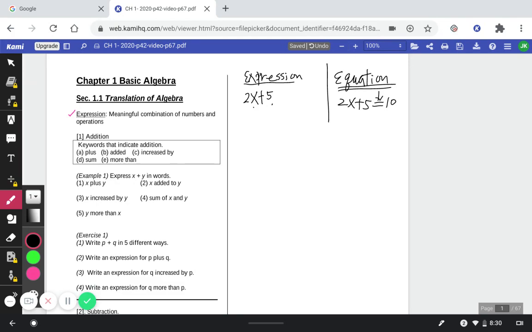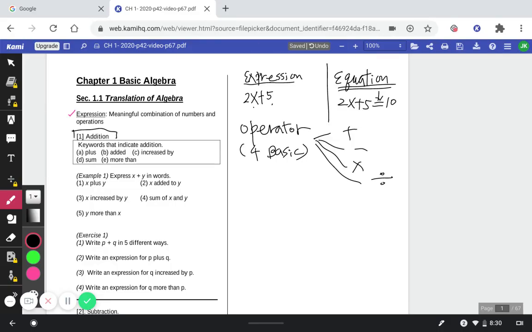Among the equation, there are operators. There are 4 basic operators, which are addition, subtraction, multiplication, and division. Those operators tell us what to do between two terms. Okay. Those are the operators. Now, one of the operators we call addition.